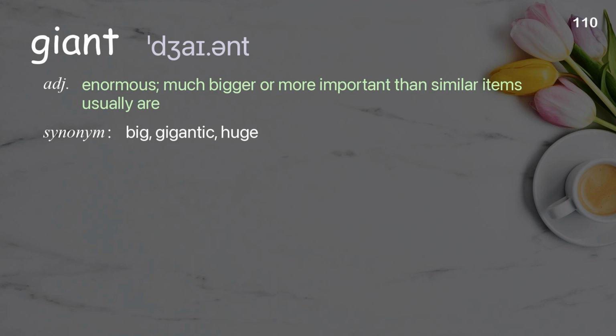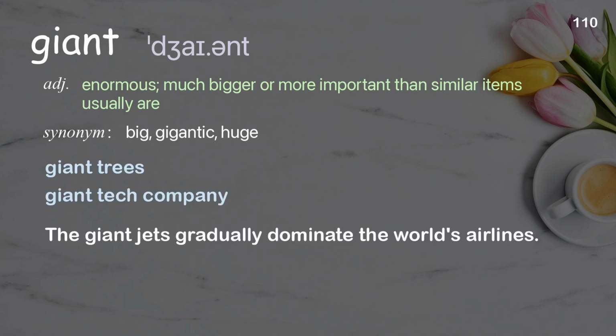Giant. Extremely big; much bigger or more important than similar items usually are. Examples: giant trees. Giant tech company. The giant jets that gradually dominate the world's airlines.